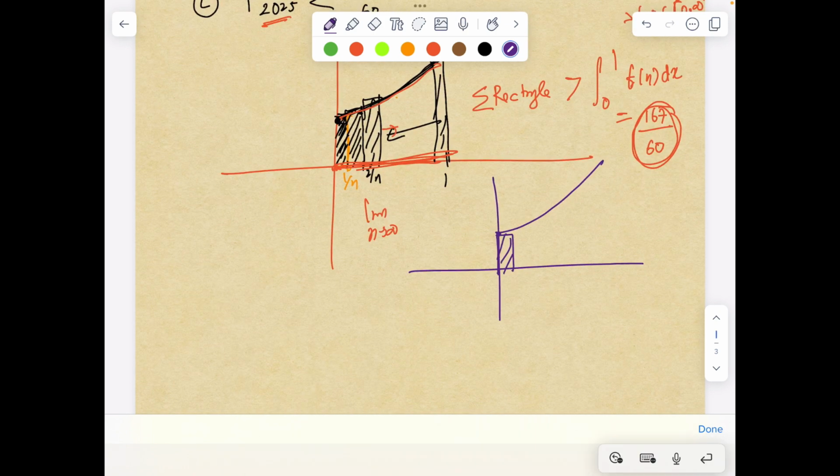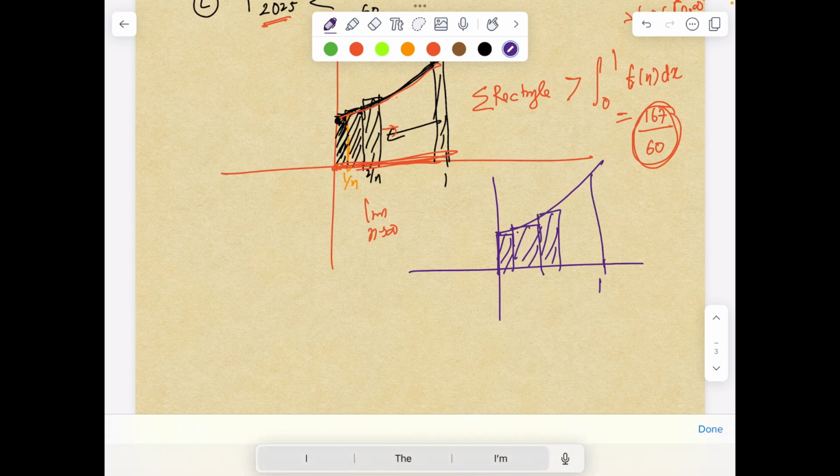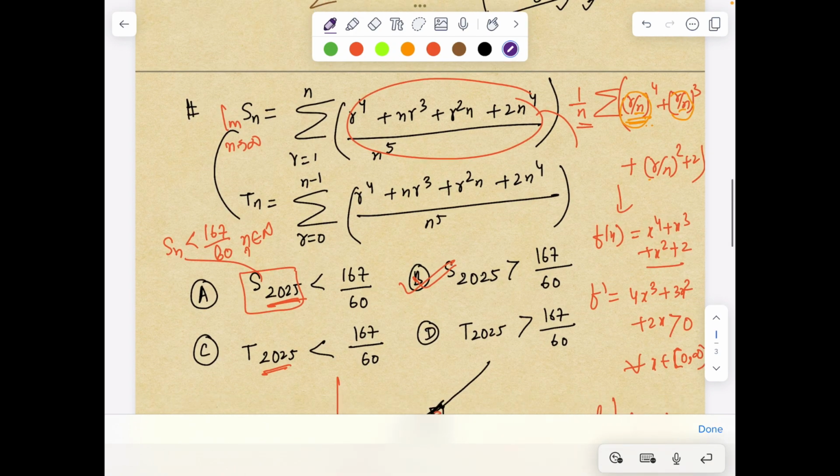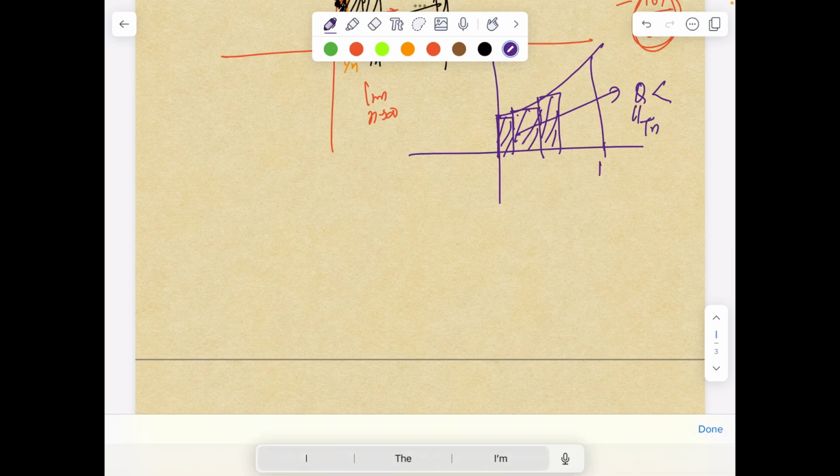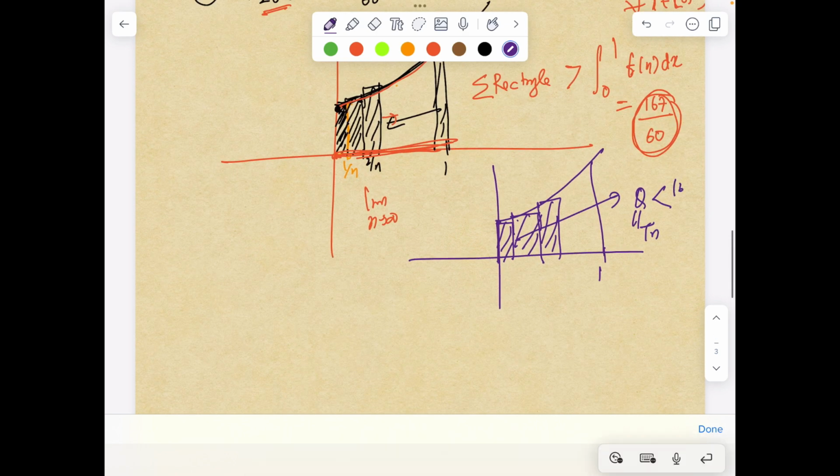Again, the second term will give f of 1 times 1 by n. Third term will give f of 2 times 1 by n. And finally again f of 1. So now the sum of area, that is Tn according to our notation, will definitely be lesser than the integration 167 by 60. Right. So that solves the problem.